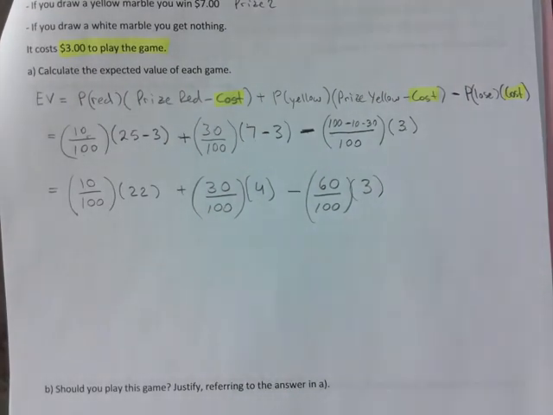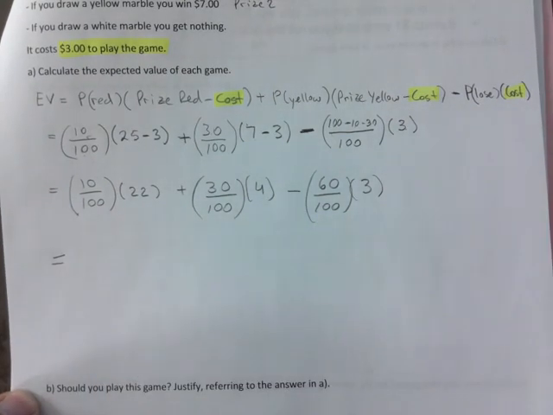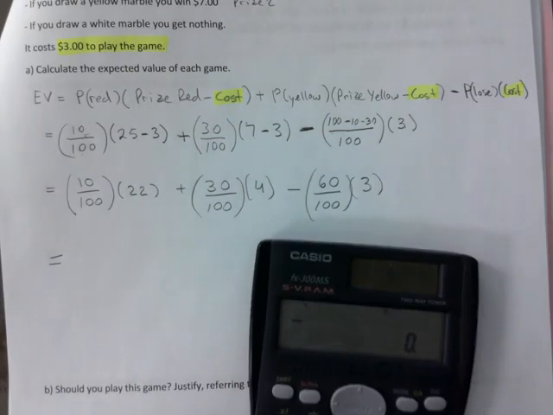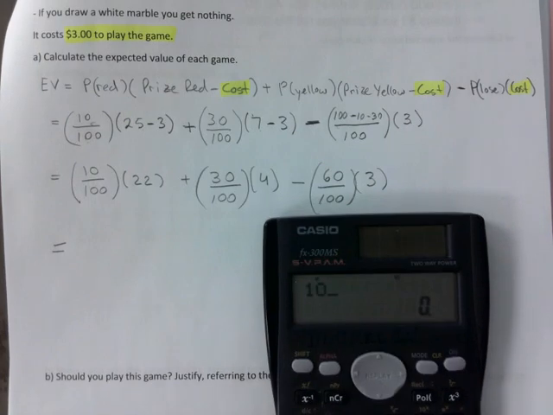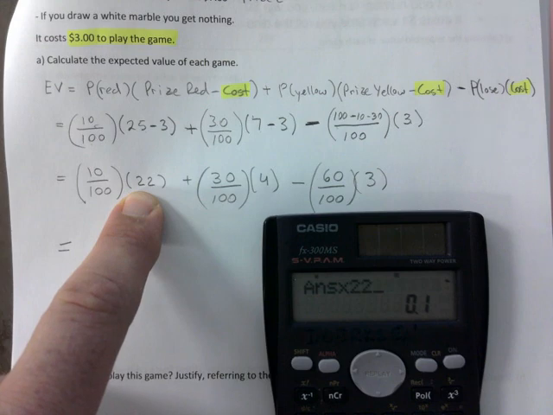And usually at this point, you grab your calculator. You got to be very careful. I do not want you to type that in one shot. That's usually where you make mistakes. So we go like this: 10 divided by 100 here times 22.